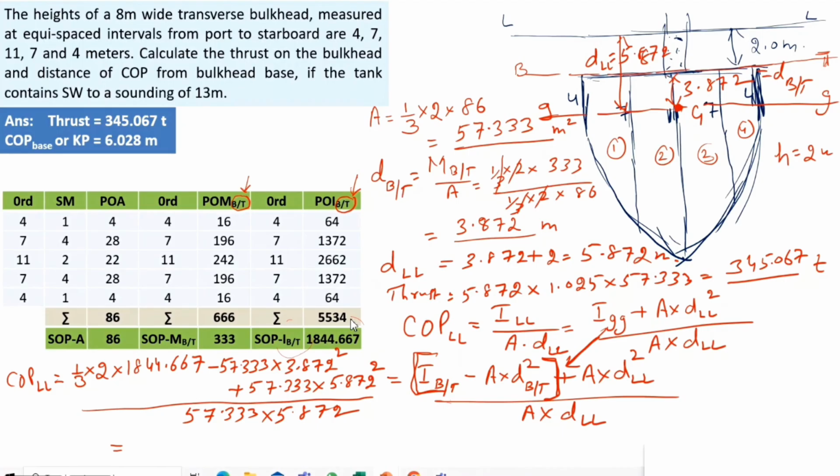And COPLL, if you see here, should come as 11 minus this answer. Your answer here should be coming 4.972. This calculation should lead you to 4.972 meters. So COP base will be equal to the sounding of 11 meters minus 4.972, and this will give you 6.028 meters as the answer.